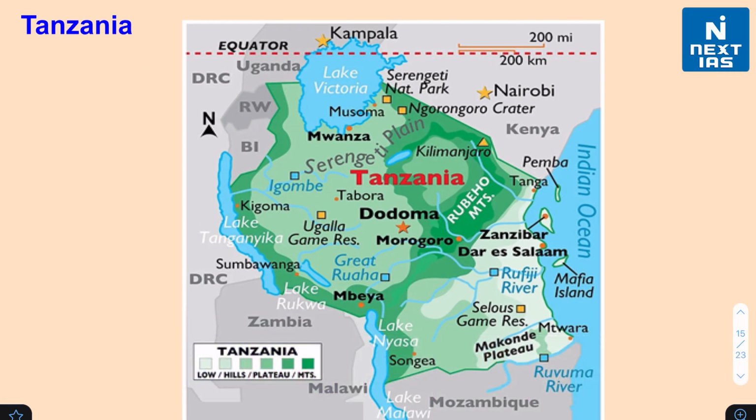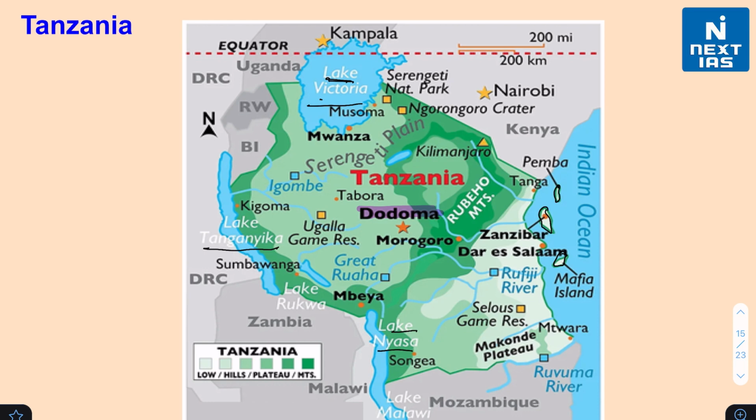It is the East African country that is situated to the south of the Equator. These include the islands of Pemba, Zanzibar, and Mafia. So these are the three islands that are part of Tanzania. And here we have the capital city as Dodoma. It has shorelines with three of the Great Lakes. The first one is Lake Victoria. Then we have Lake Tanganyika, and another one is Lake Nyasa, which is also known as Lake Malawi.